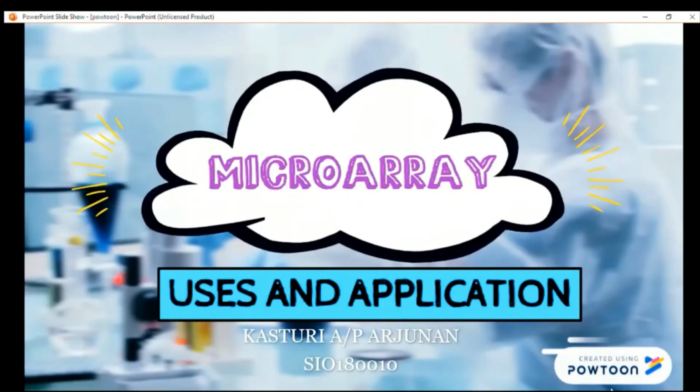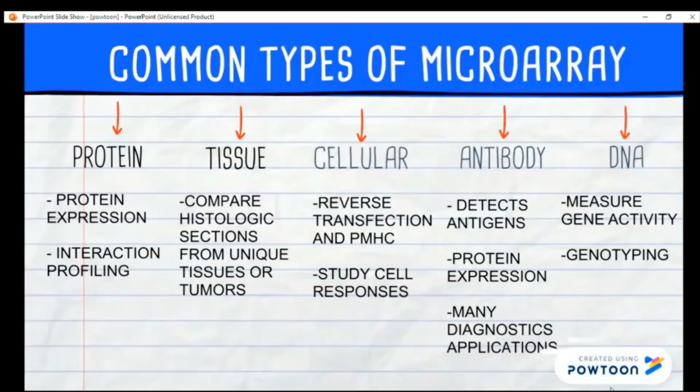So now I'm going to discuss uses and applications of microarray. So first, there are common types of microarray, which are the protein, tissue, cellular, antibody, and also DNA microarray. So first one will be protein microarray, which expresses the protein and interaction profiling. The next will be the tissue microarray, which compares histological sections from unique tissues or tumors. Cellular microarray studies the cell responses, while antibody microarray detects antigens and has many diagnostic applications. Finally, DNA microarray measures the gene activity and is also used for genotyping.